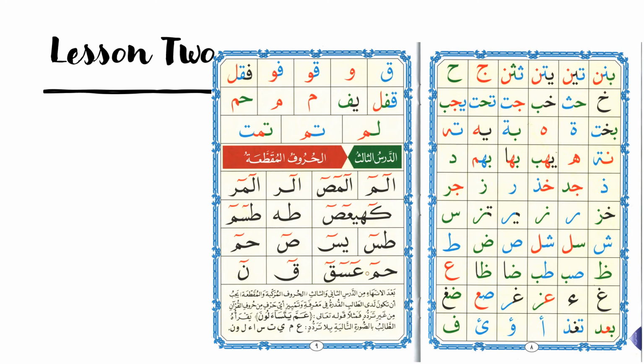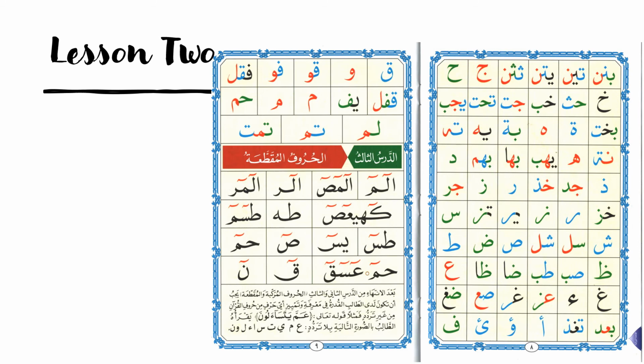Jim, ha, kha, that's how it looks at the end. So all this, as we said, is how the ha, kha, and jim look in the beginning or in the middle, and this is how the other letters look at the end.